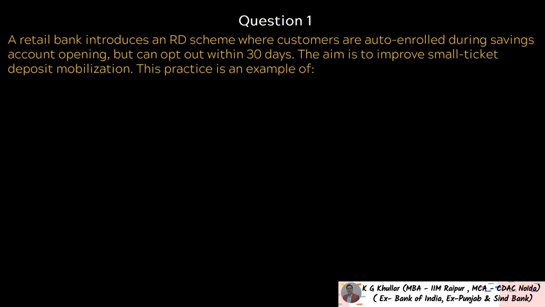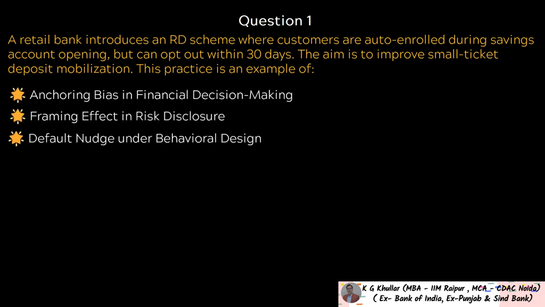And the first question is: a retail bank introduced an RD scheme where customers are auto-enrolled during savings account opening but can opt out within 30 days. The aim is to improve small ticket deposit mobilization. This practice is an example of, and these options are given to you: first option A is anchor biasing in financial decision making. Then second option B is framing effect in risk disclosure. Then third option C is default nudge under behavioral design. And last option D is regularly pushing under KYC norms.